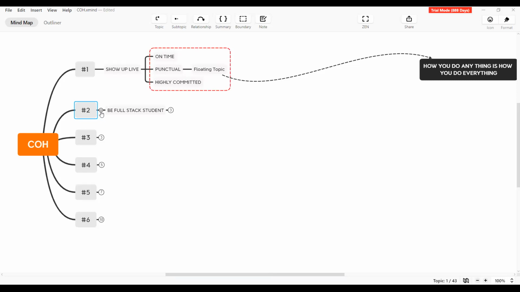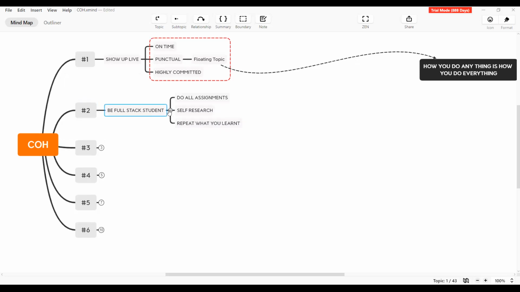Then comes the second one. When you are starting your training with the instructor led free training, that is the very first pillar of this guru schools. This states that you don't just need to be a student, you need to become a full stack student. What does it mean? A full stack student is one who also does all the assignments by themselves, does self research, not just in the batch or in the training, where they learn and go back and forget, but also does self research by utilizing some extra time, and then repeats whatever they have learned. That makes you the full stack student.